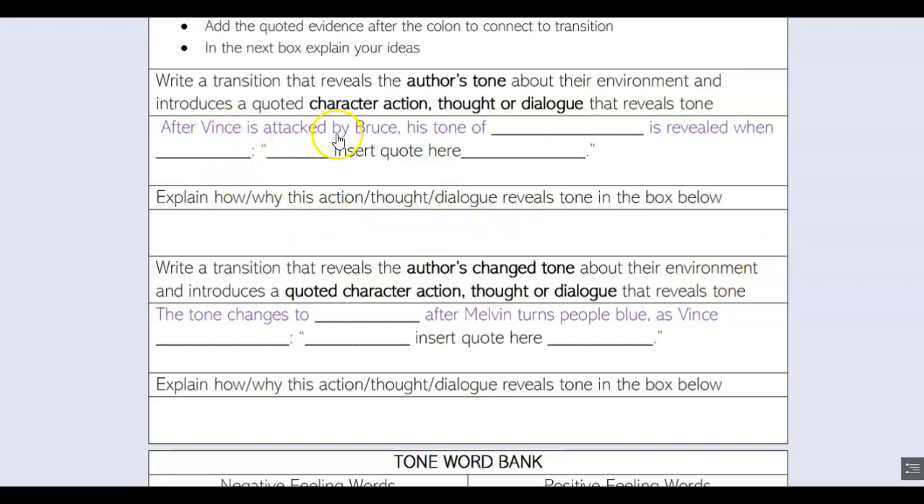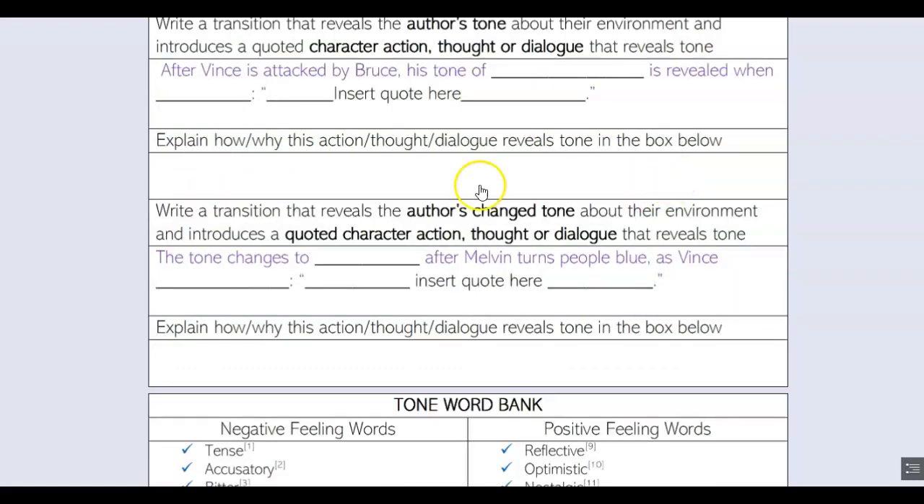So after Vince is attacked by Bruce, his tone of blank is revealed when this happens. And then you're going to insert your quote. And then explain how this action reveals the tone of the character. How do we know it's whatever you've set up here? And we'll go through that together.